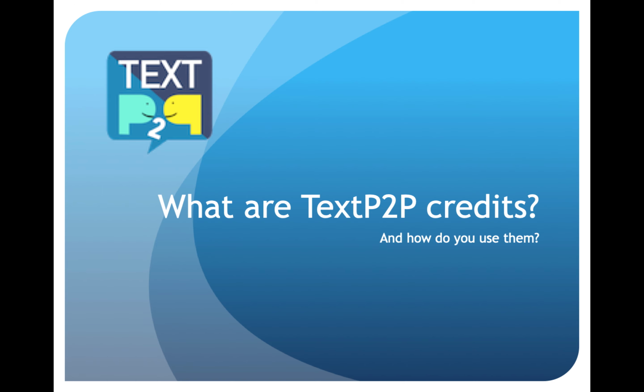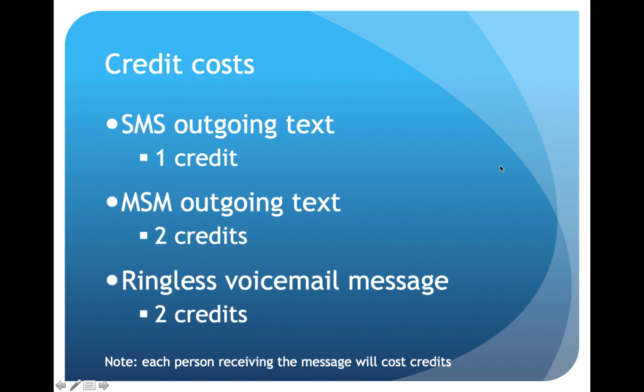I just want to talk to you a little bit about how our credits work in TextP2P and how to use them. So what do credits cost? An SMS outgoing text costs 1 credit. An MMS outgoing text costs 2 credits. And a ringless voicemail message costs 2 credits. Note that each person receiving the text message or the voice message will incur the cost.